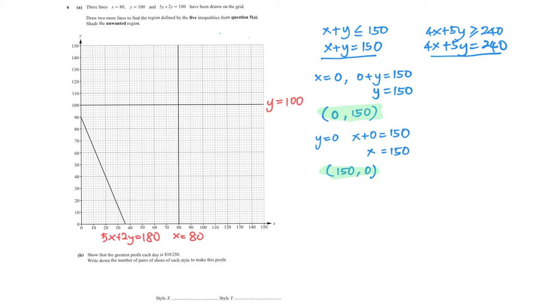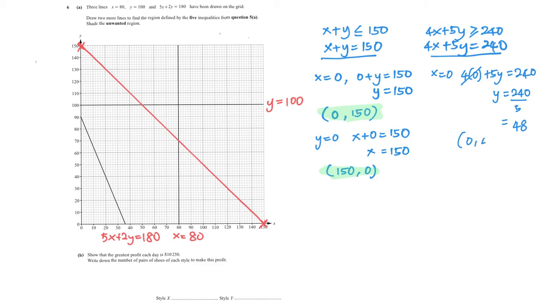Let's see how we're going to plot this. Alright, so I've connected these 2 points, and I get a straight line here. And let's find another 2 points for this equation. What if x equals 0 here? That will be 4 times 0 plus 5y equal 240. 4 times 0 is 0. That makes y equal to 240 divided by 5, that makes 48. So the coordinate is 0, 48.